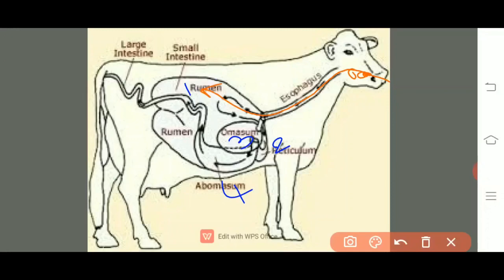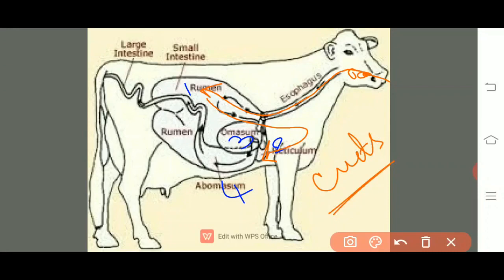In the rumen, the muscles of the rumen walls churn the entire food material and mix it thoroughly, and the microorganisms present in the rumen start the digestion. The large food particles, like parts of the plants, float on the surface of the rumen fluid and enter into the reticulum. The microorganisms in the reticulum digest cellulose partially. This partially digested food is formed into cuds, small clumps.